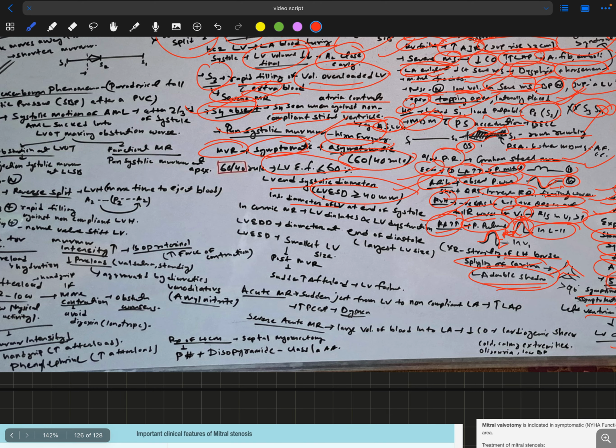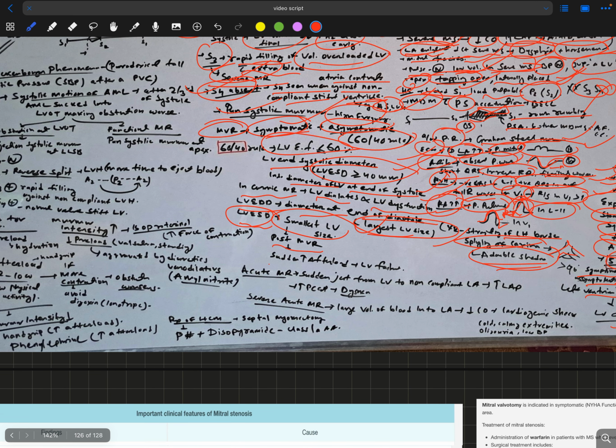LV EDD is the increase in diameter of the left ventricle at the end of diastole, the largest LV size. In chronic MR, the LV dilates, which leads to LV dysfunction. LV end systolic diameter is the smallest LV size. Post mitral valve replacement, there will be a sudden increase in afterload that can lead to LV failure.